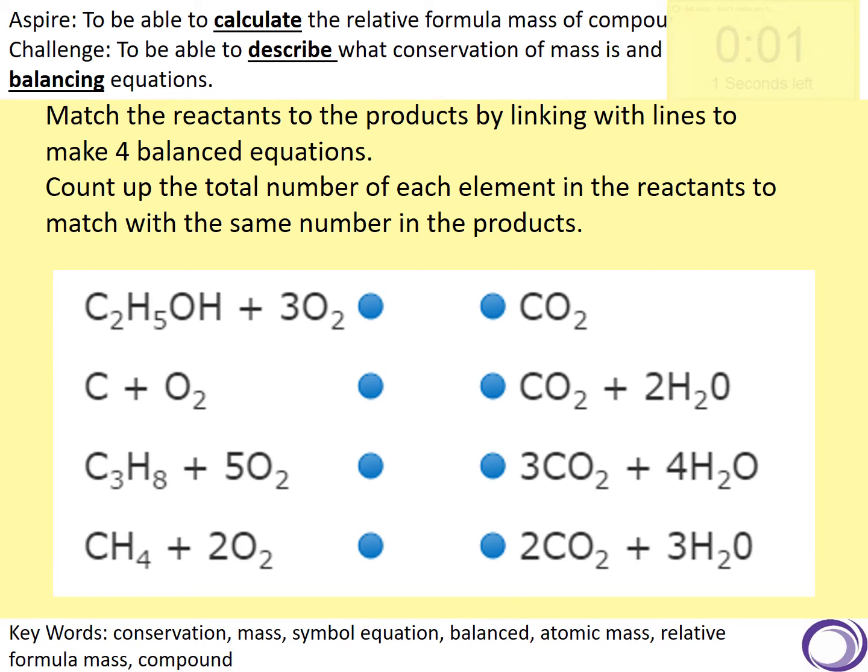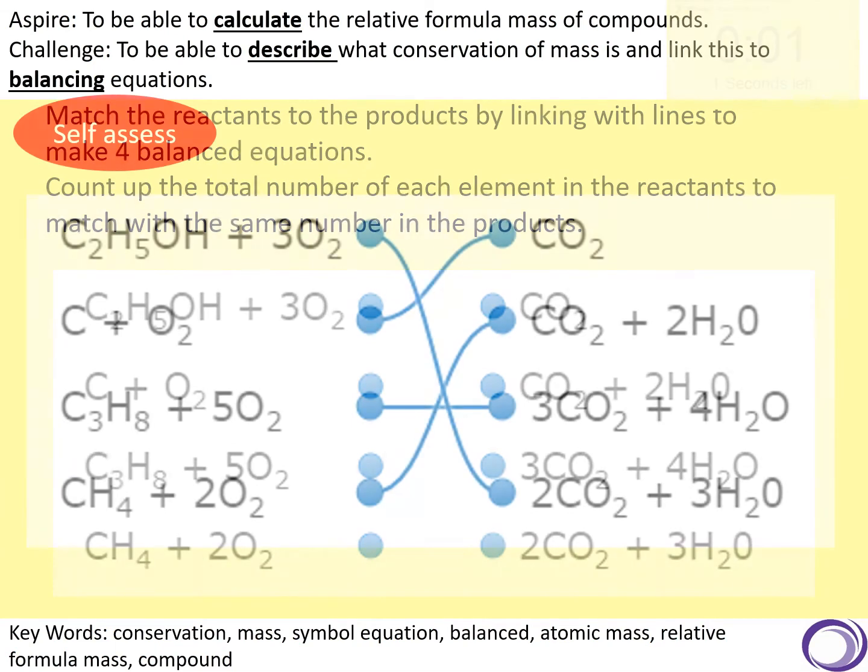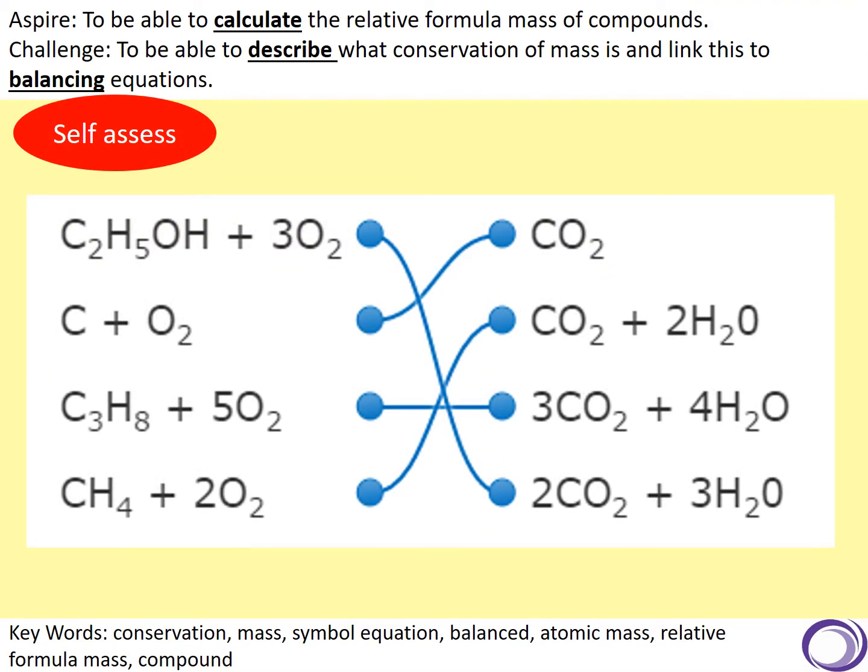Okay, let's check those off then. So this is what you should have got, again, by counting up the number of atoms. So the first one: 2 carbon atoms, 6 hydrogen atoms, and that great amount of oxygen atoms. So that's where we end up.